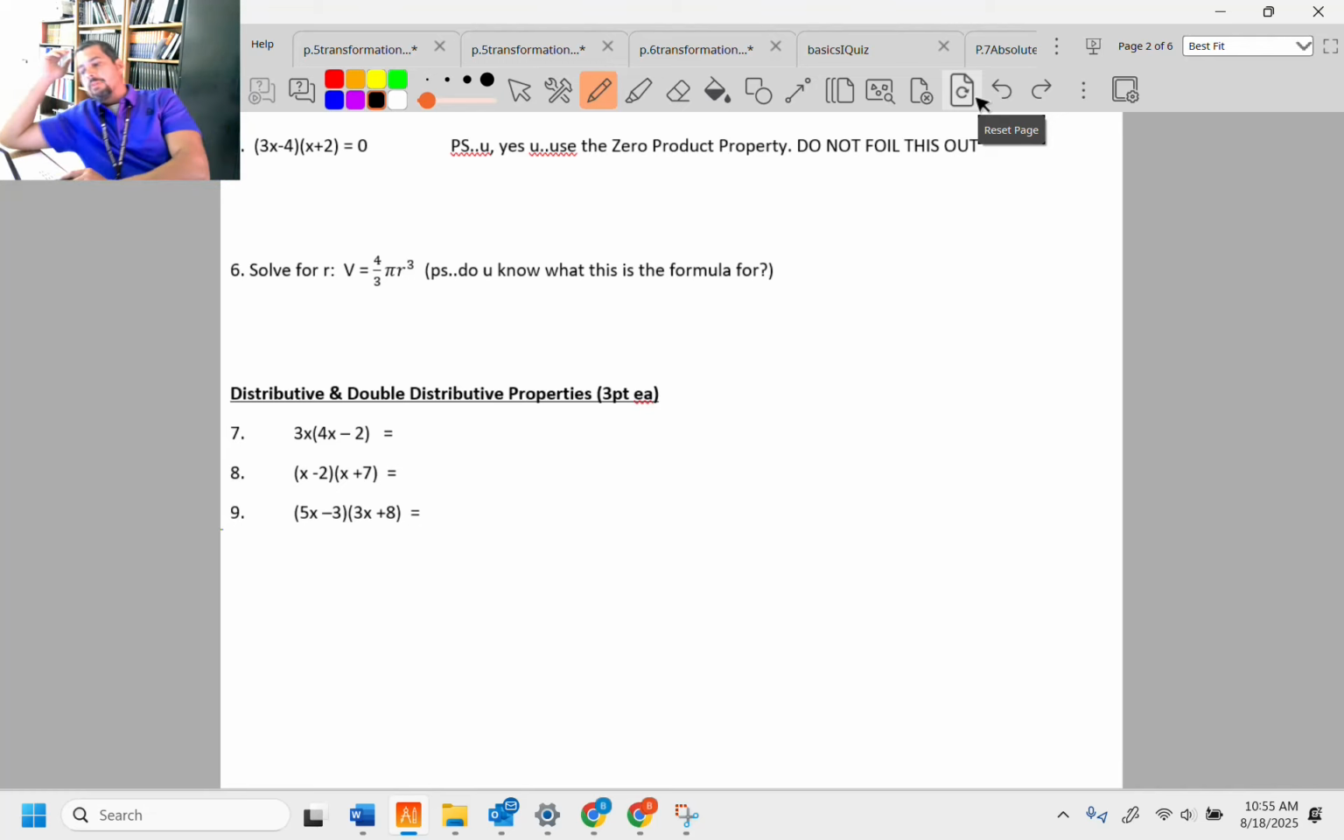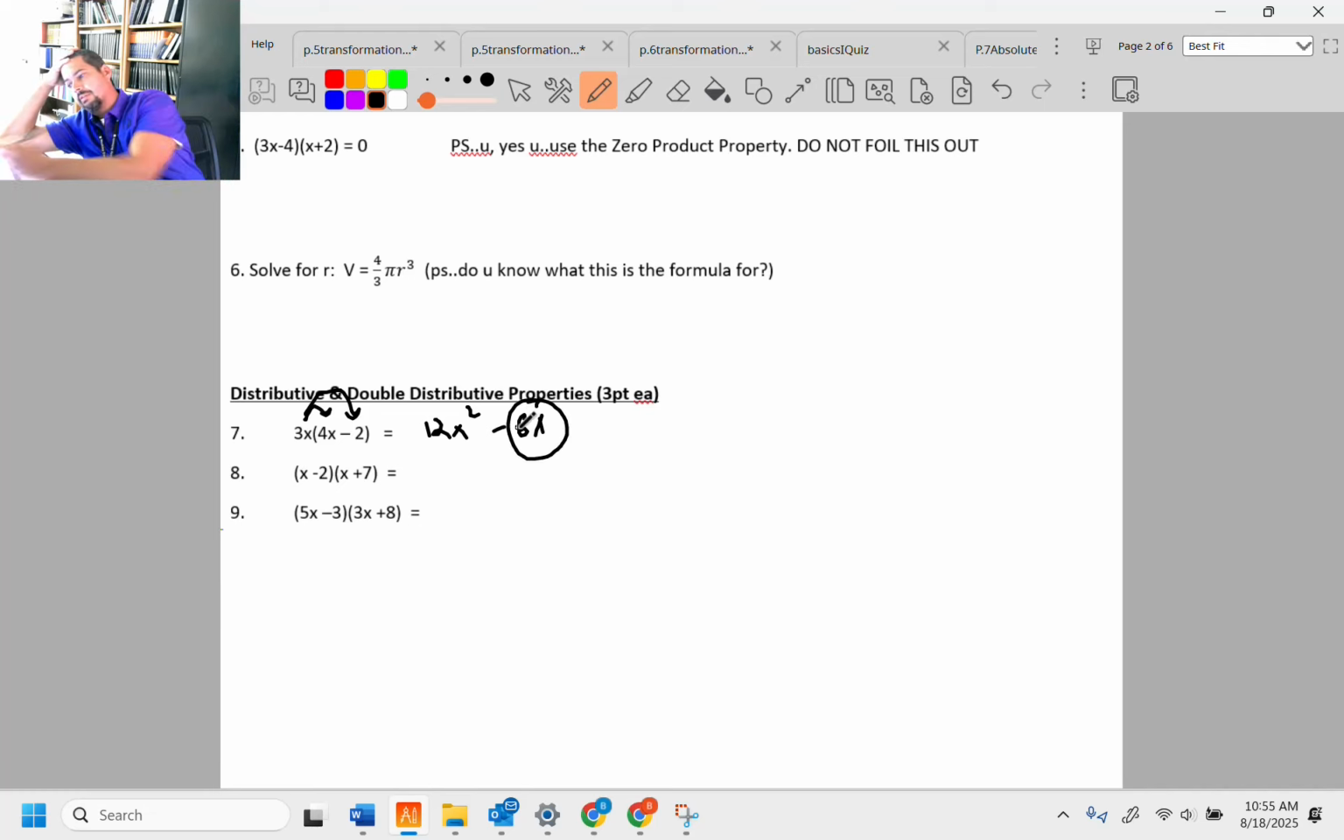All right, anyways, moving forward, the distributive and double distributive properties. So that's just the distributive property. Hopefully you know that 3 times 4 is 12, and that an x times an x is an x squared. And 3 times a 2 is a 6. Now it's going to be negative. It's a positive times a negative, so minus 6x. There were way too many kids who missed that type of problem. And they missed it here. They forgot the x. Okay, that needs to be fixed.